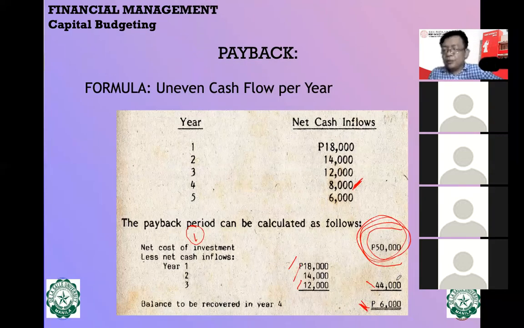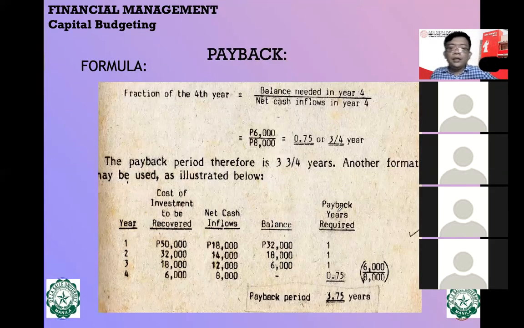Nagagets ba ito? So, just have 18, 14, 12. Add mo lang ito. Dapat malapit sa 50,000. So, 44. Eh, may 6,000 ka pang balanse. Dapat bawiin mo 6,000 sa 4 years. So, meaning, the formula here is the balance needed in year 4 divided by net cash inflows in year 4. 6,000 divided by 8,000 is equal to 0.75 or 3/4 year. Naintindihan ba?